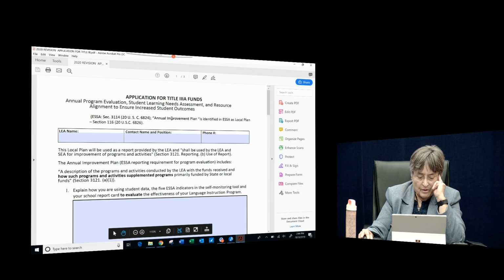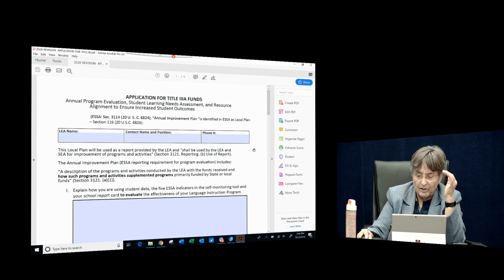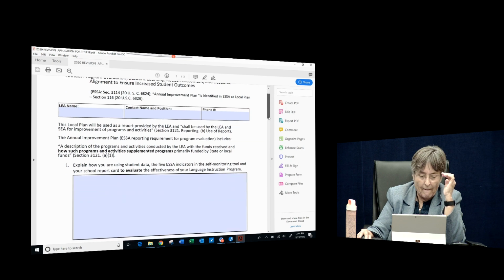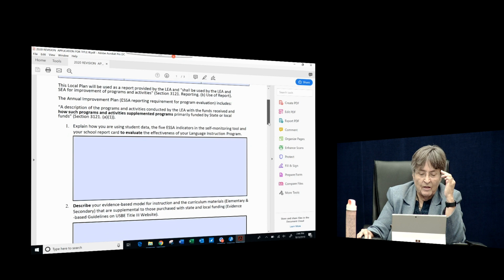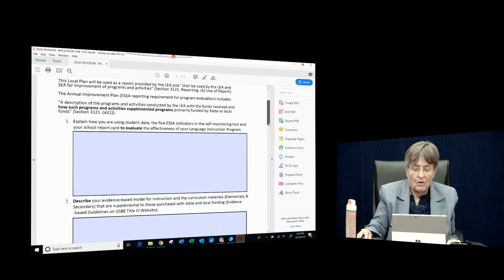Okay, so the reason I revised the application was basically because we had so many schools in TSI. And again, this is an uploadable, fillable PDF, Adobe. And remember, it's the annual improvement plan based on the ESSA reporting requirements for program evaluation.